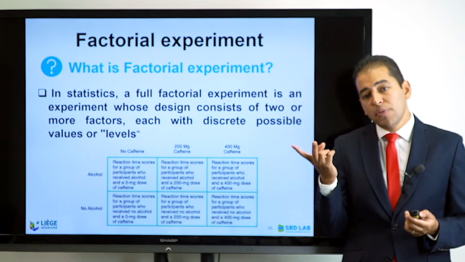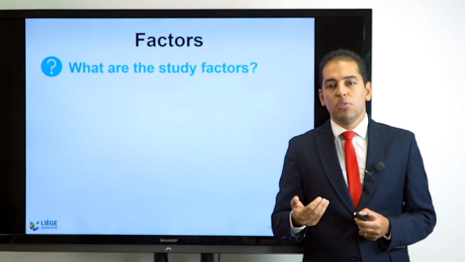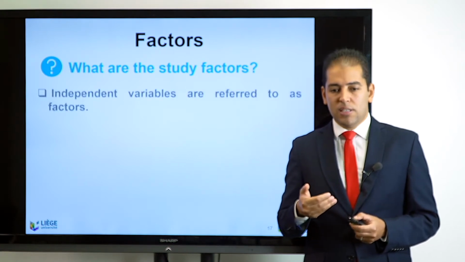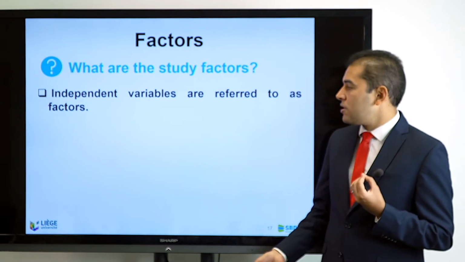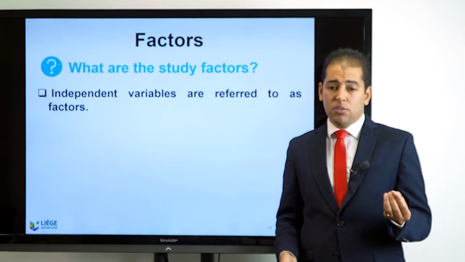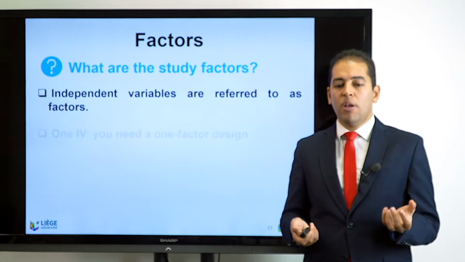So here I have two factors and two levels. You can see this complexity, I cannot do it easily with the classical statistical test. What are the study factors here? I look here at independent variables that are referred to as factors. So now I will not use the word independent variable anymore, but I use the term factors.